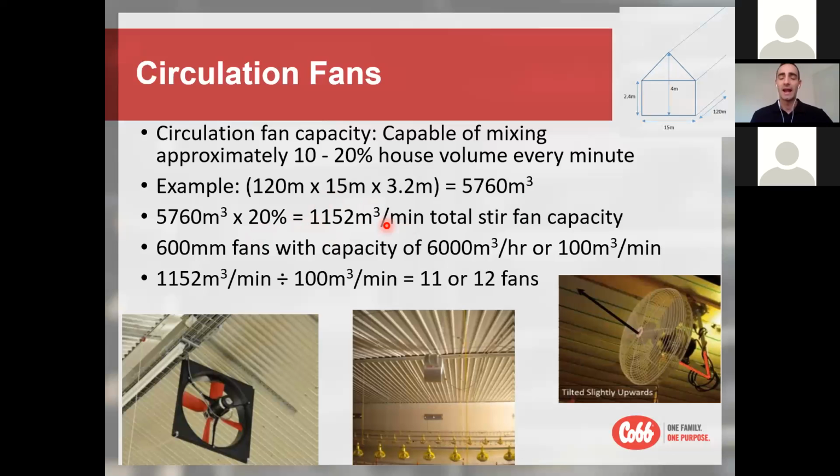And then you have a look at your circulation fan capacity specs. Let's say we've got a 600 millimeter fan. It's got a capacity of 6,000 meters cubed per hour, so to make it the same units, that's 100 meters cubed per minute. We just divide the two, and that tells us we need 11 or 12 fans to reach that 20% circulation fan capacity in this house. That'll be a good amount to make sure you get good circulation, good air movement, good conditioning, and good removal of moisture from the litter.